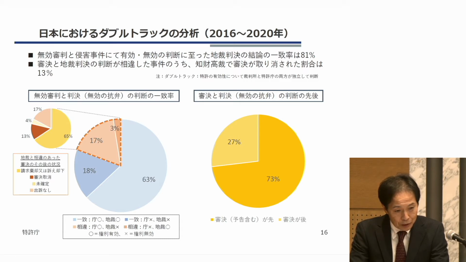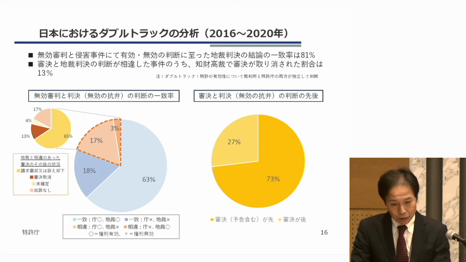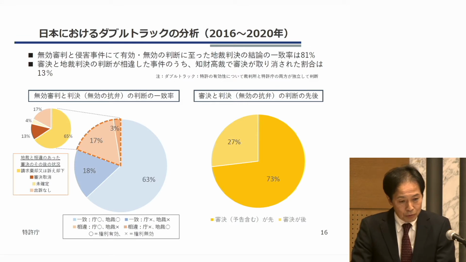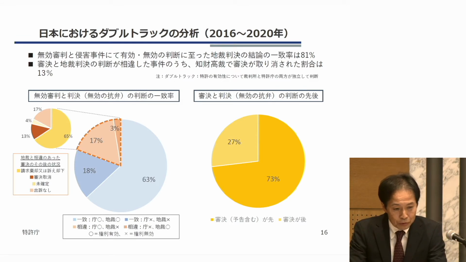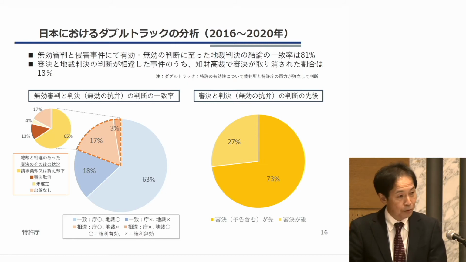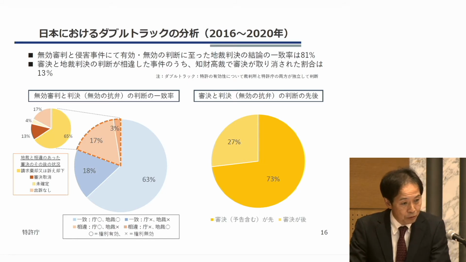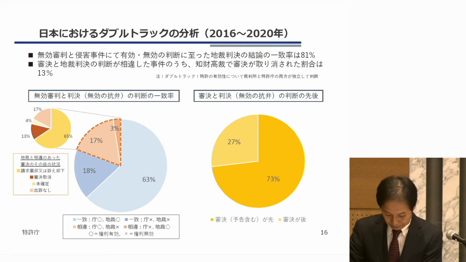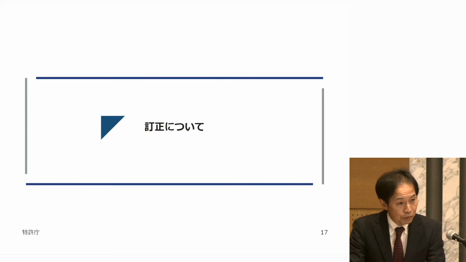Both tracks are in agreement with each other, but there's about 20% where the judgments of the two are not the same, and you can see in the smaller pie chart here the breakdown of these differences. And about 13%, the dark orange part here, is where the decision of the JPO is finally revoked.